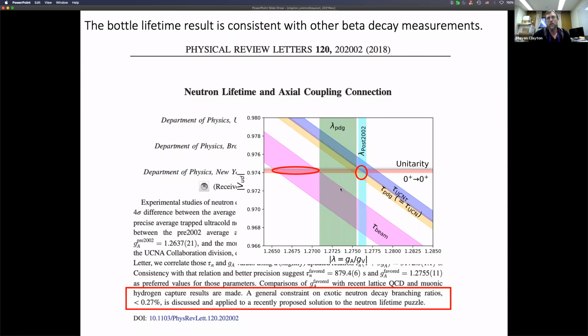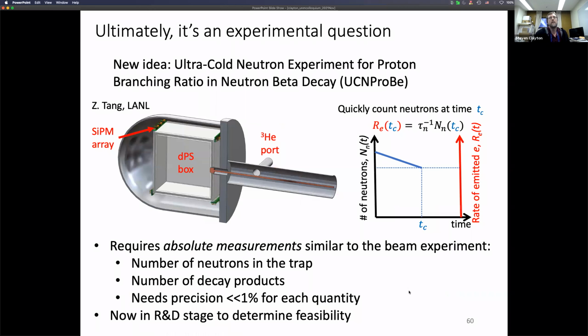Just pictorially, what they're saying is that if you believe the beam result, that puts your gA way over here, versus the bottle result, which seems to be pretty consistent with what we prefer for the gA values now. However, one could argue that it's an experimental question, so it should still be measured.